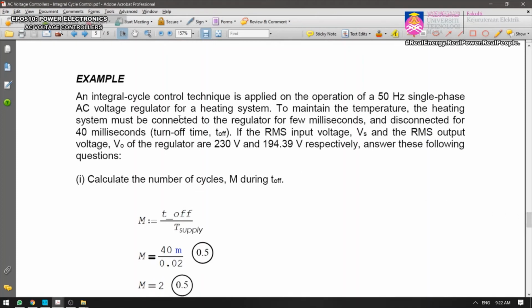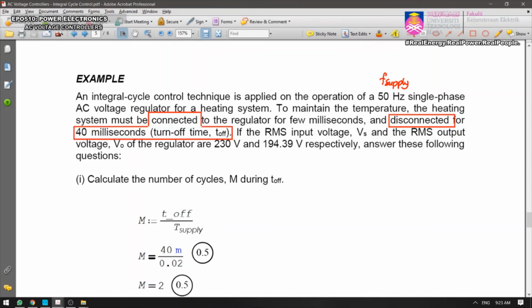In this example, an integral control technique is applied on operation of a 50 Hz single phase AC voltage. Therefore, this will be your V supply. To maintain the temperature, the heating system must be connected to the regulator for a few milliseconds. Look at that, and disconnected. This is on, which means on time. And it is disconnected for 40 milliseconds. So this is when it is disconnected, T off. Okay? So therefore, this 40 milliseconds is actually T off.